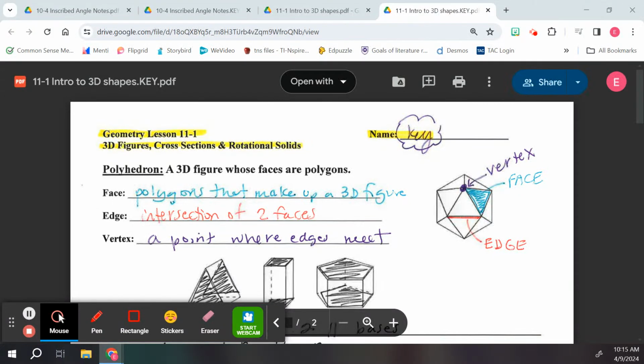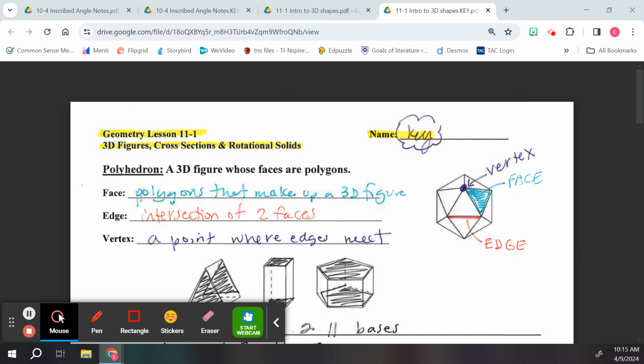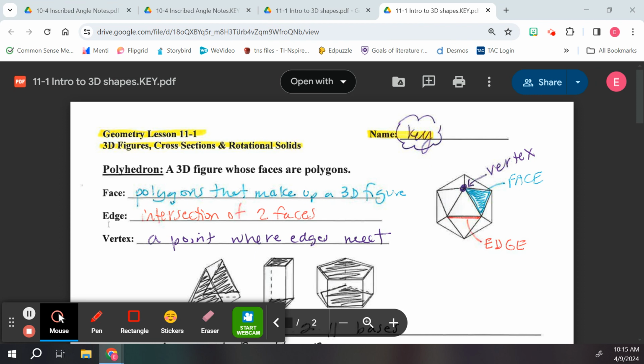Okay, so today we are starting with 3D shapes. All right, so these are known as polyhedrons. That's what we're looking at right now, and it is a 3D figure whose faces are polygons. So the face is a polygon that makes up a 3D figure. The edge is the intersection of the two faces, and a vertex is a point where the edges meet.